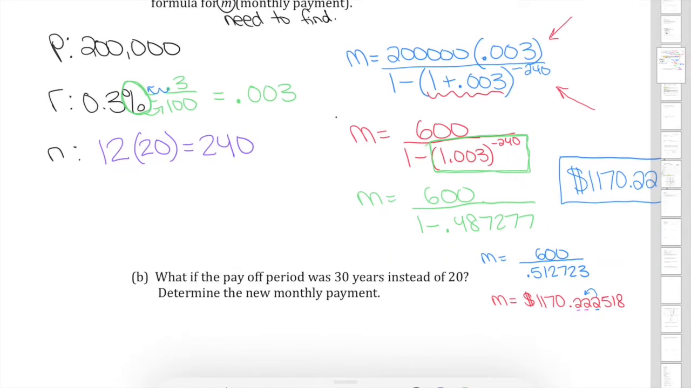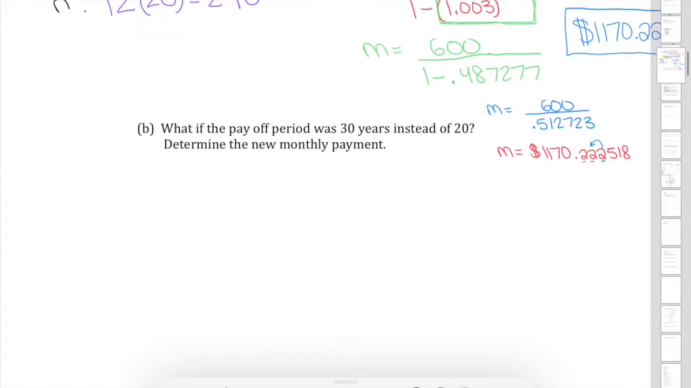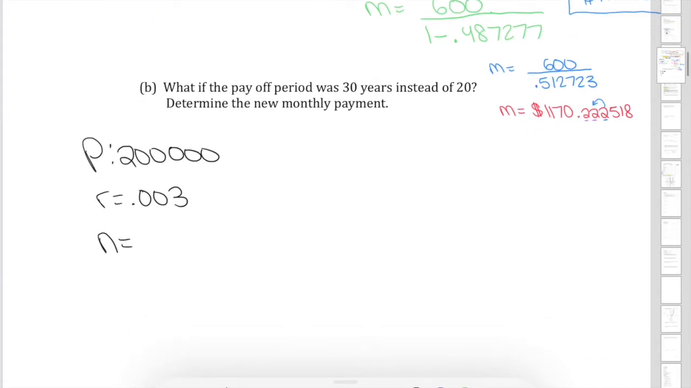So if we look at part B, it says, what if the payoff period was 30 years instead of 20? Determine the new monthly payment. So a couple of things aren't changing here. It's only changing the 20 years to 30 years. What letter did that have an impact on? I'm asking you like you can answer me. The years involved in this problem only has to deal with the variable n. So P and R are going to stay the same. So P is still 200,000 and R is still 0.003.